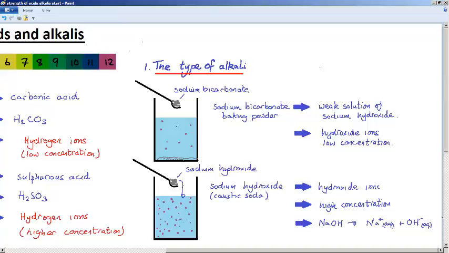So if we were to measure the pH of each solution, we would find that the pH of the bicarbonate solution will be typically around about 8 to 9, whereas the pH of the sodium hydroxide solution would be typically around about pH 12 or higher, since there is a much higher concentration of hydroxide ions.